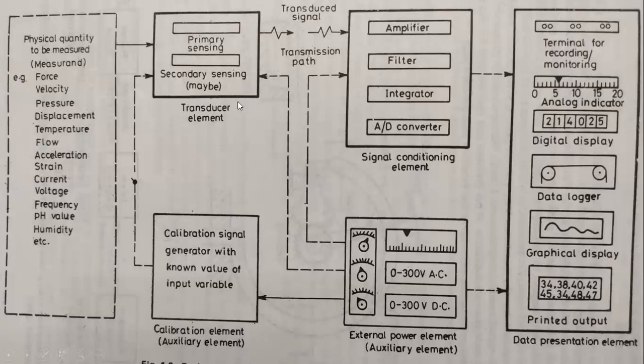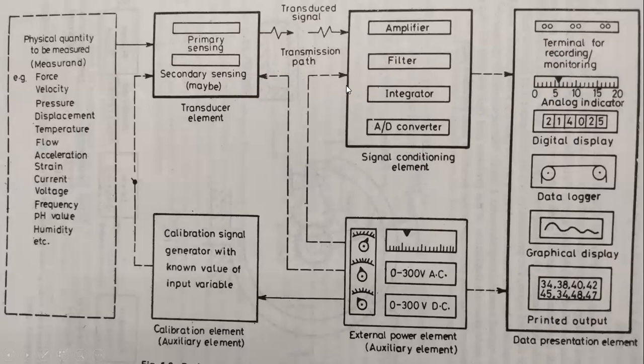So the transducer element, signal conditioning element, and data presentation element are essential for any instrument system. You take any measurement system, these three are going to be the essential elements of the generalized measurement system.